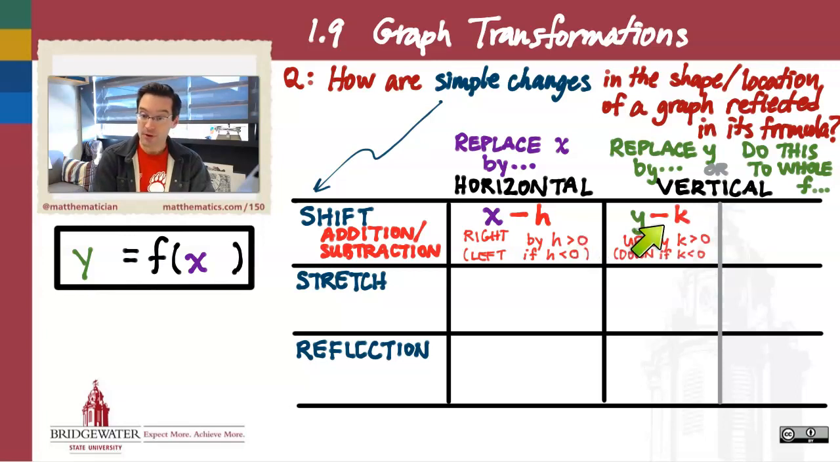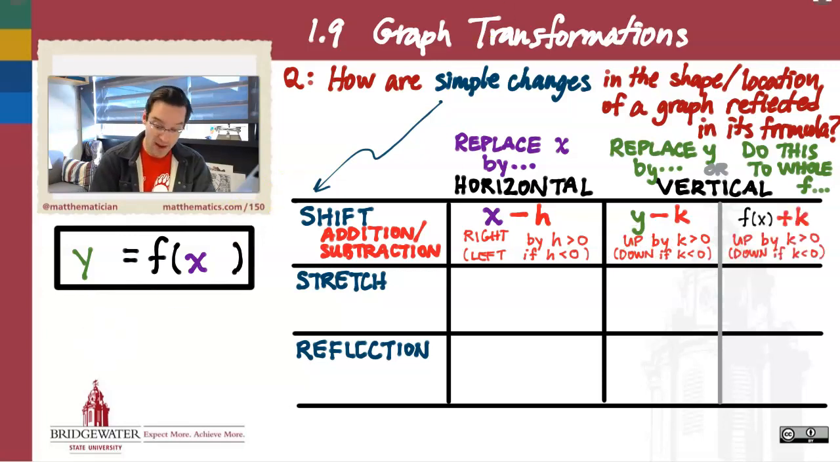Same thing with my vertical shifts. I can accomplish a vertical shift upwards by subtracting the appropriate amount from my y variable, or I can do it the way that we showed in the graph app, which is to add directly to the outside of the function on the right-hand side of the equation, and that has the effect of shifting the graph up by that amount. So that closes the book on shifts.